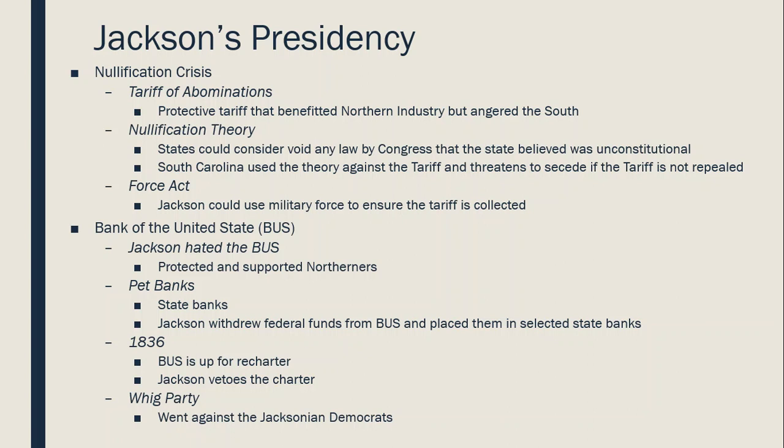So what this results in is the birth of a new political party led by Henry Clay and Daniel Webster, the largest opponents of Jackson and large supporters of the American system and nationalism and the Bank of the United States. They went up against the Jacksonian Democrats. And so here we are once again with another two-party system within our government.